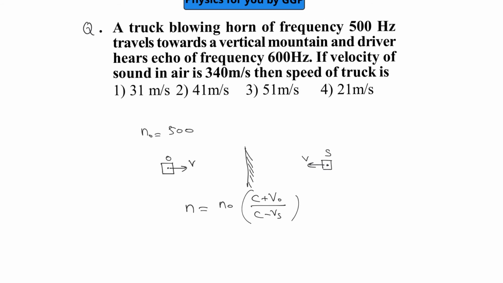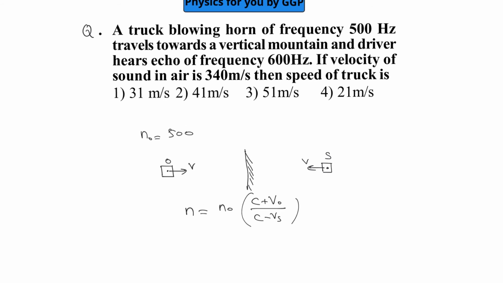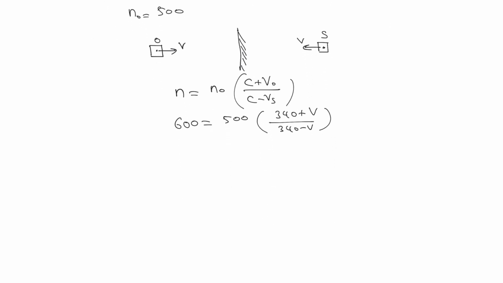According to the question, the frequency heard by the observer is 600, which equals the actual frequency 500 times (340 plus v) divided by (340 minus v). So we can find the value of v here. We can write 6 into (340 minus v) is equal to 5 into (340 plus v).